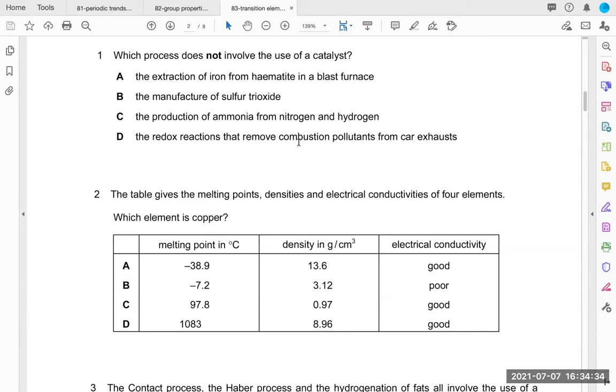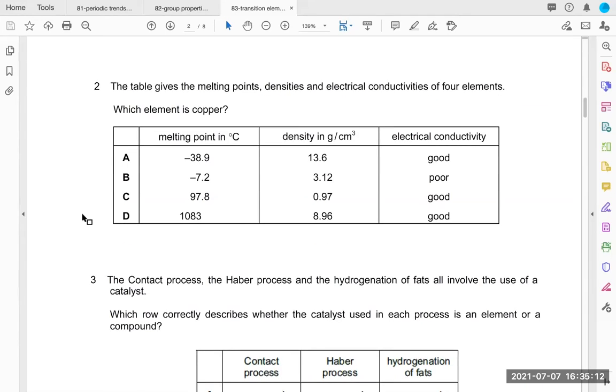The production of ammonia, it is Haber process. Yeah, so it does require iron catalyst. And then redox reaction for car exhaust. We use catalytic converters in car. They use 3 different metallic catalysts: rhodium, platinum, palladium. So yeah, A is the answer. A in fact uses carbon. We'll talk about carbon soon.